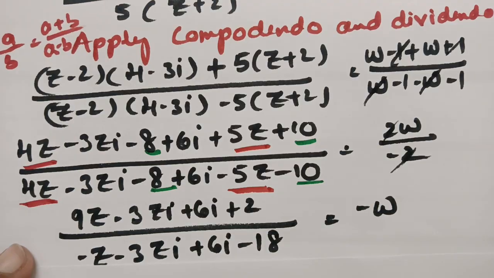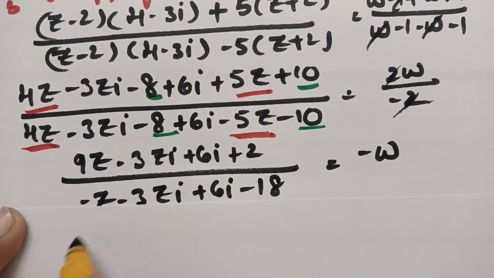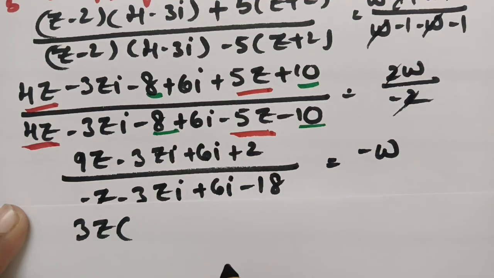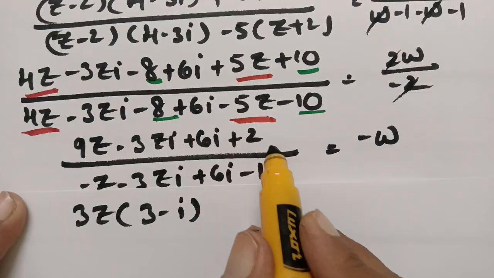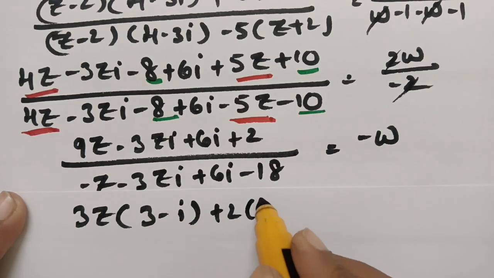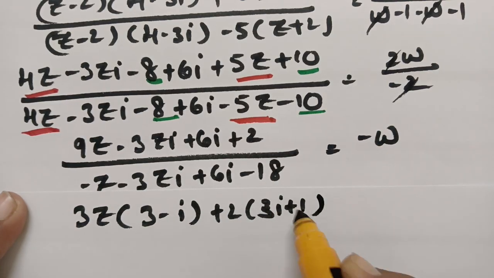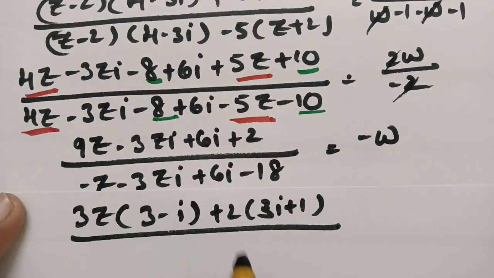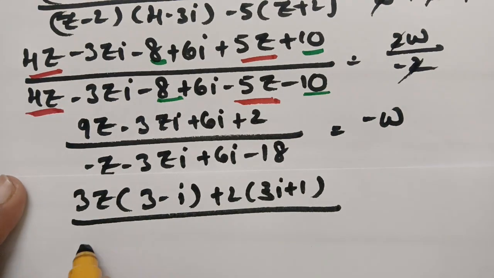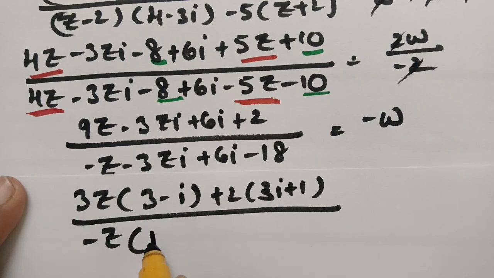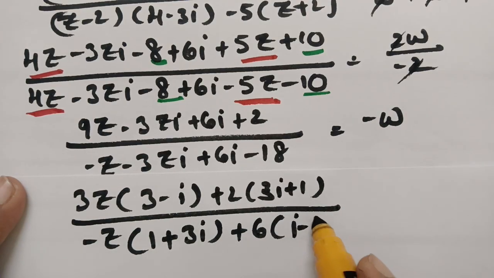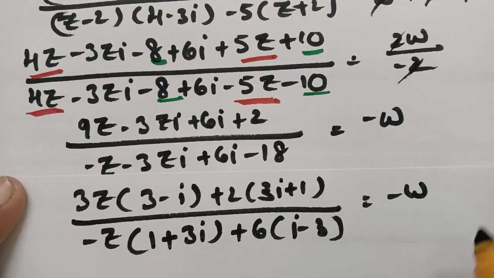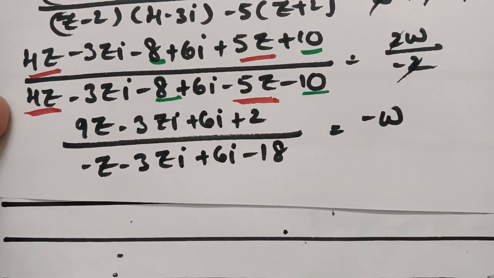from this, if I take 3z common from the numerator, this is going to become 3 minus i, and see here, from these two, if I take 2 common, this is going to become 3i plus 1 divided by. So in the denominator, if I take minus z common, so this will be 1 minus, plus, this is 3i, and if I take 6 common, this will be i minus 3, which is equal to minus w. So this is minus w.